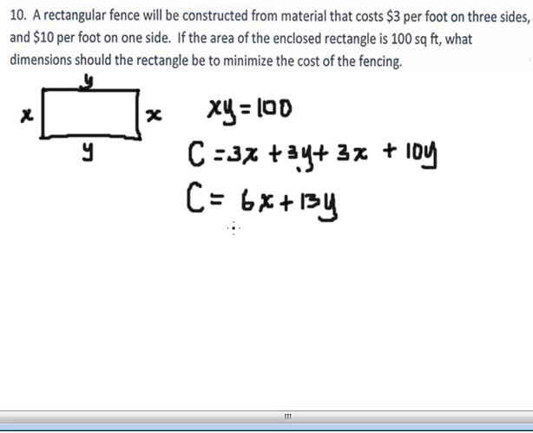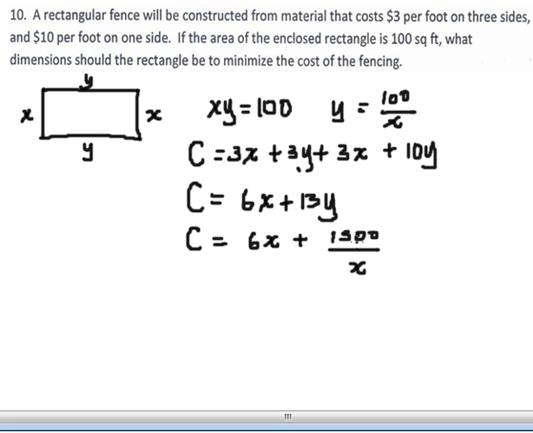Alright, we want to minimize the cost, so whatever we want to minimize, that means we take the derivative and set it equal to 0. And c is in terms of 2 variables, so we'll eliminate y first using this equation. We have y is equal to 100 divided by x. Alright, so let's do that. So c is equal to 6x plus 13 times 100. That's 1300 divided by x. Okay, that's 13y, and this is y, 100 divided by x, so that's 1300 divided by x.